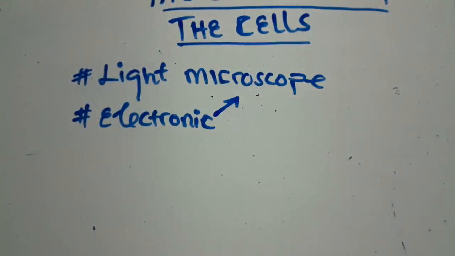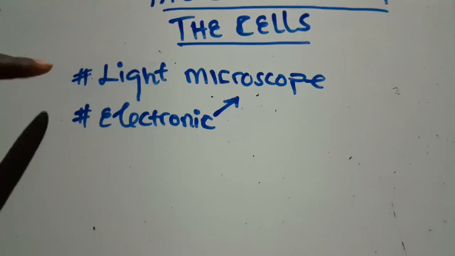We are able to see these cells with the help of these two instruments called the microscope. There are two types of microscope. The first one is called the light microscope, and the second one is called the electronic microscope. But why have I brought these two microscopes? It's very important because we are going to look at two different structures of cells.